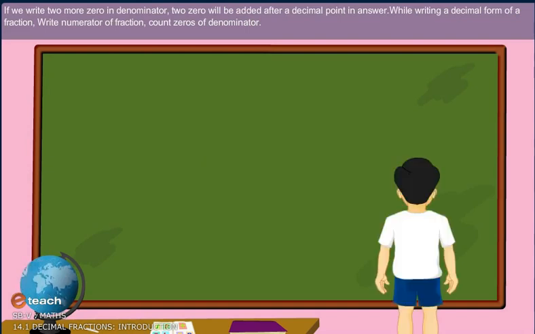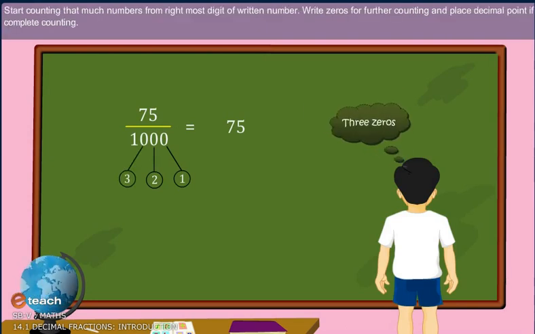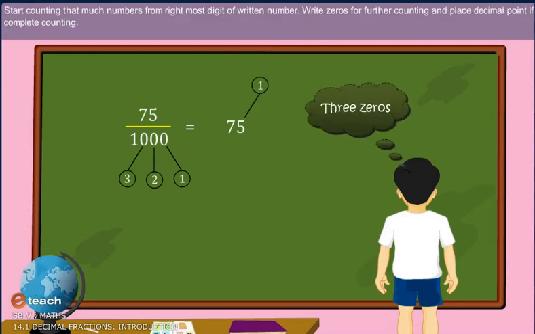While writing the decimal form of a fraction, write the numerator of the fraction, count the zeros of the denominator, and start counting that many numbers from the rightmost digit of the written number. Write zeros for further counting and place the decimal point when counting is complete.